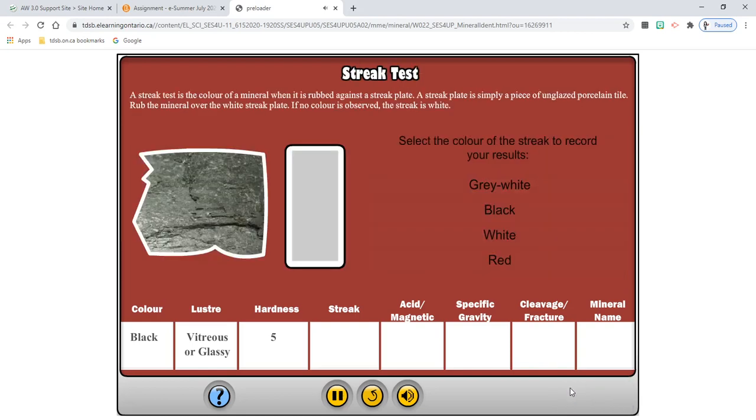Streak test. A streak test is the color of a mineral when it is rubbed against a streak plate. A streak plate is simply a piece of unglazed porcelain tile. Rub the mineral over the white streak plate. If no color is observed, the streak is white. Select the color of the streak to record your results.